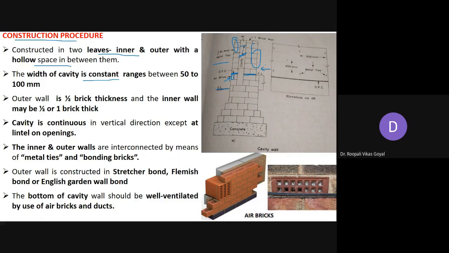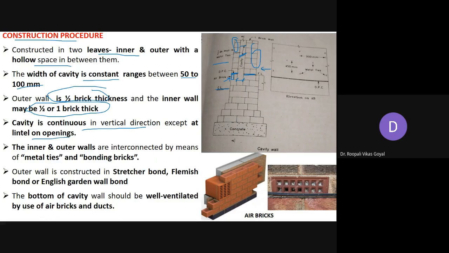So generally the width of the cavity, how much width it should be, so that remains constant, and that ranges between 50 to 100 mm. So generally the outer wall, the outer wall shown here, is generally half brick thick, while the inner wall, inside the house, may be half or one brick thick wall. And this cavity is continuous in vertical direction except at the lintel on opening.